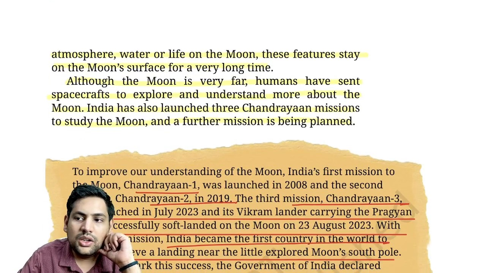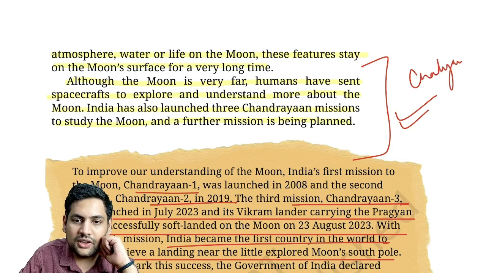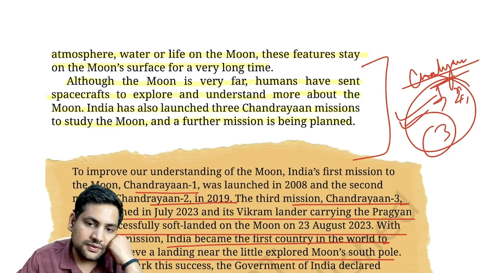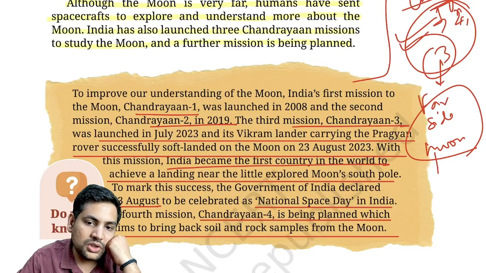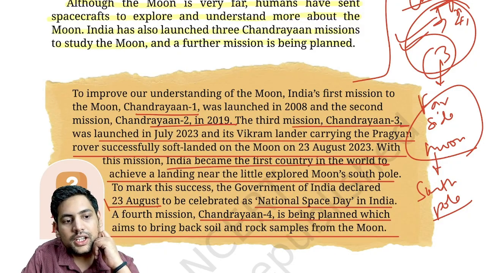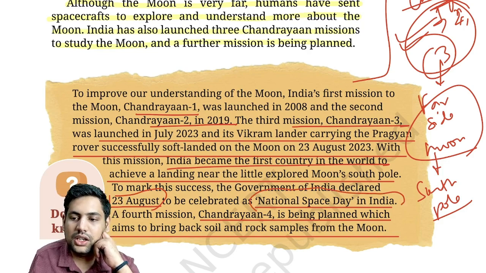Although the moon is very far, humans have sent missions. In fact, even we have sent our Chandrayaan mission. Chandrayaan 1, 2, 3. The third was very successful, as for the first time we landed near the moon's south pole, on the far side. On this day, when we did Chandrayaan 3, 23rd August has been declared as National Space Day in India.